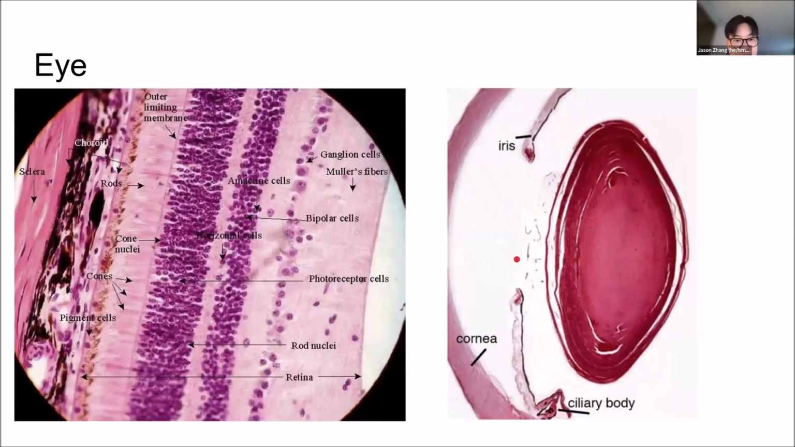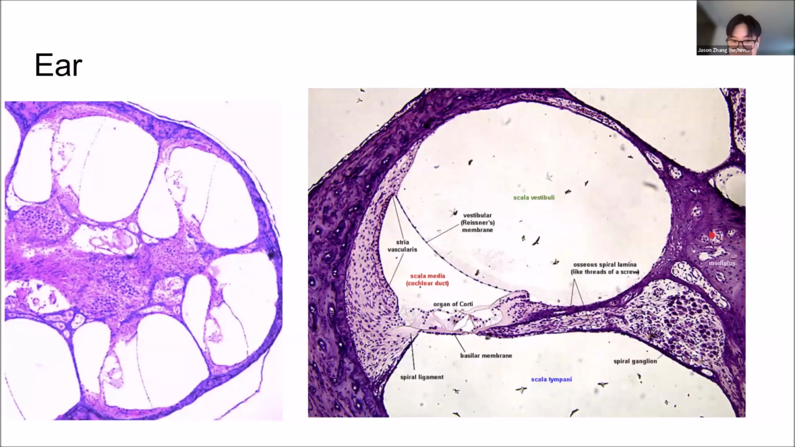And then different layers of the eye. I think the eye is pretty distinct. You'll be able to see rods and cones, different layers of the different nerves. So usually this is pretty straightforward. Same for the ear, it's very distinct. You can see the cochlea, the different layers, endolymph, perilymph, and the organ of Corti, which is pretty cool. You can see the hair cells there as well.